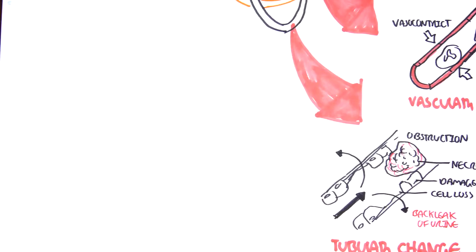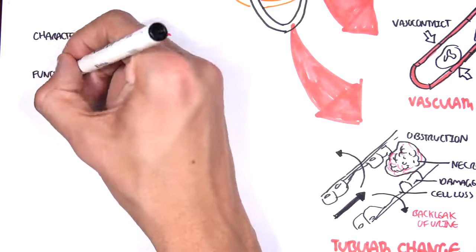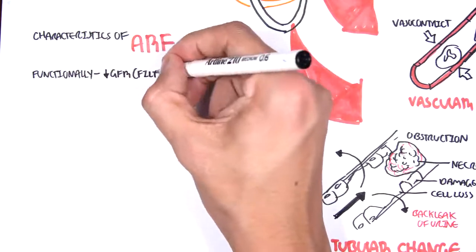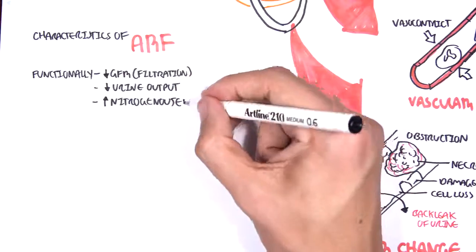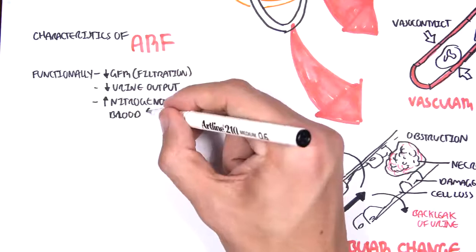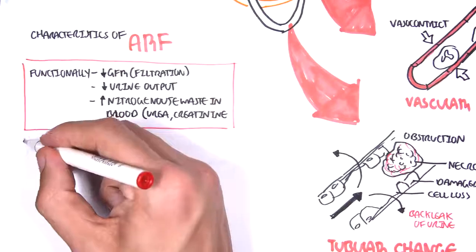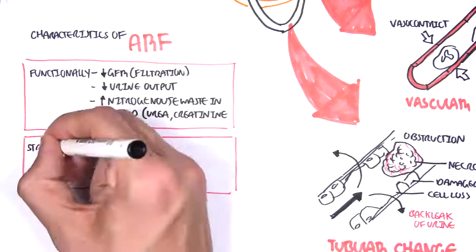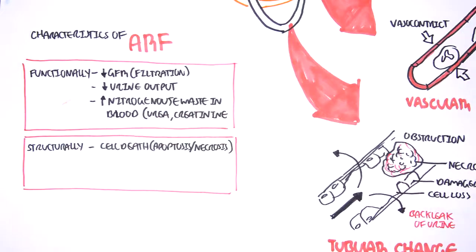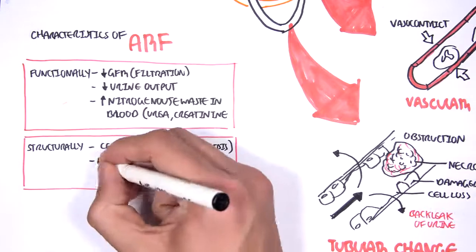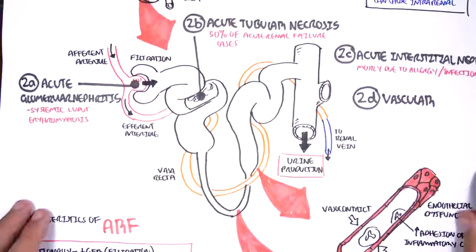Okay, so now just quickly going over the characteristics of acute renal failure. Functionally, we have, remember, a decrease in GFR, the filtration. This will lead to a decrease in urine output, and as a result of some problems in the tube, an increase in nitrogenous waste in the blood, such as urea and creatinine. And this is what we can use to measure the severity of acute renal failure. Structurally, we have cell death due to apoptosis or necrosis, as well as loss of adhesion to intrinsic renal cells. And this will lead to obstruction and so on.